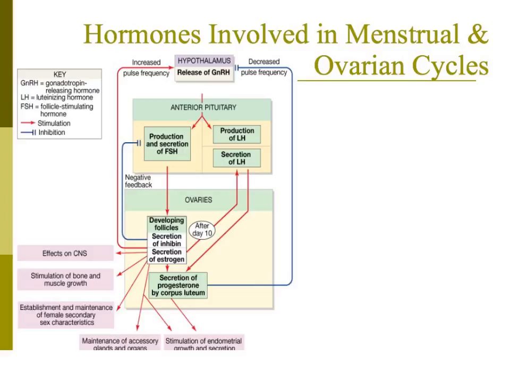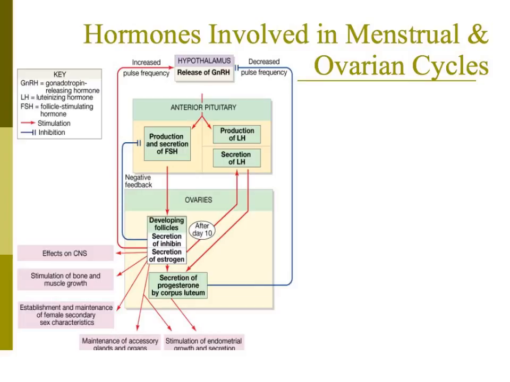The ovarian cycle is also monthly. It works on that 28-day cycle as well. And it's a series of events associated with the maturation of the egg, or ovum, or oocyte.